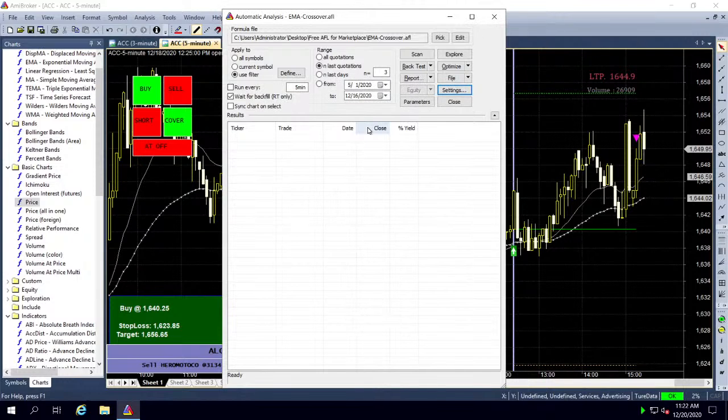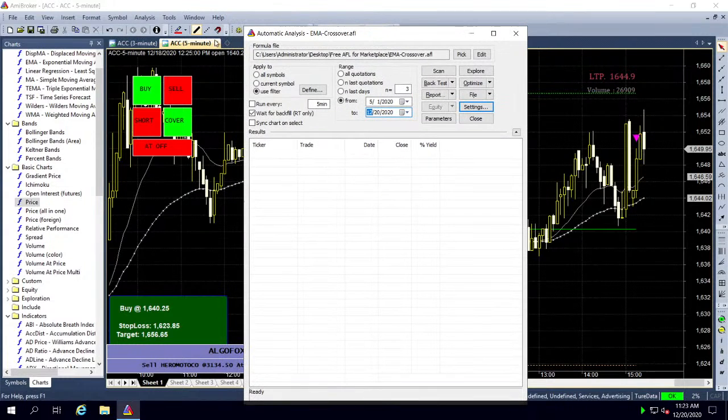Now I can choose from what date till what date I want to backtest. Say I want to backtest from 1st of May all the way till today, that is 20th of December, and I want to backtest this particular script, that is ACC. I can use current symbol. Now if you are finding it difficult to understand what I am doing here, don't worry, there is a separate 1 hour video on how to use Amibroker on our channel. Post this YouTube session, you can also go and check that out, and you will understand how Amibroker and automation works.